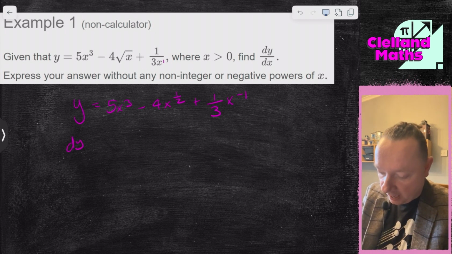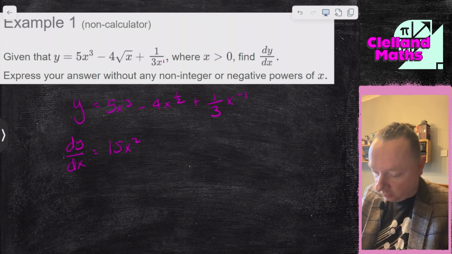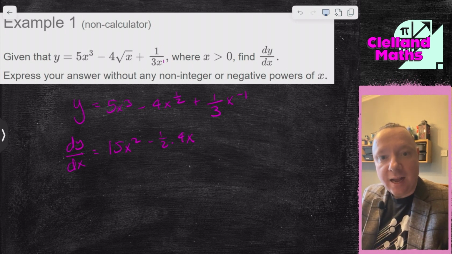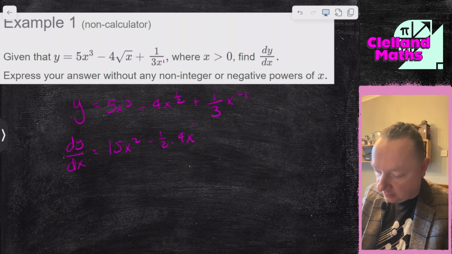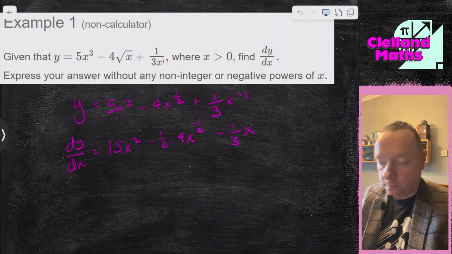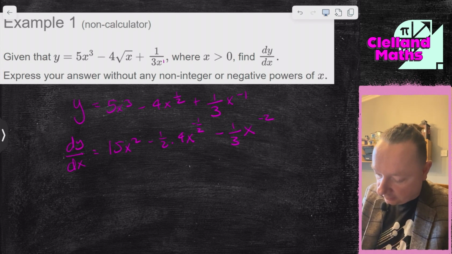So dy/dx is going to be 3 5s is 15, x squared. Take the half down to the front, so minus a half times 4x, and then take 1 away from the power, so a half minus 1 is minus a half. And then minus 1 times a third is minus a third x, and then take away 1 from minus 1 to give me minus 2. And now I need to get it tidied up.